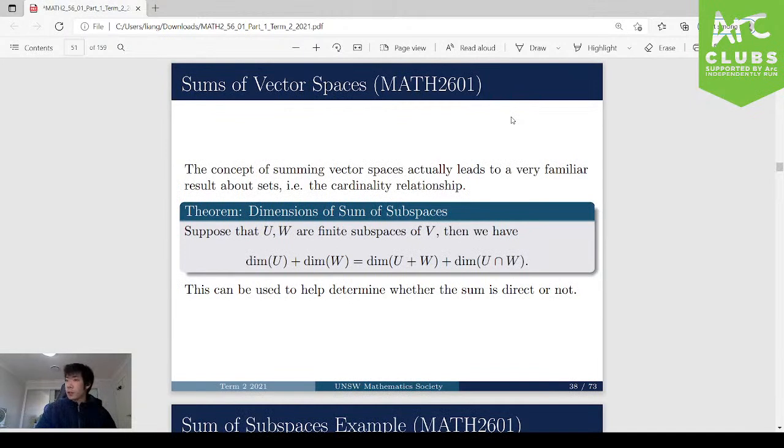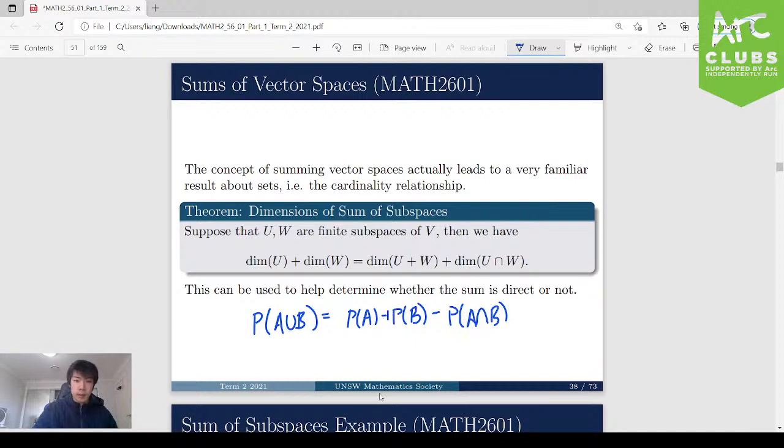We also have another theorem here that talks about dimensions. If you have dimension of U plus dimension of W, you get dimension of U plus W plus the dimension of U intersection W. For any of you that have done probability or whatnot, there is a very similar formula to this, which is P of A union B equals P of A plus P of B, and then minus P of A and B. Right? It's very similar to this. This is just probability. This is dimensions. Okay.